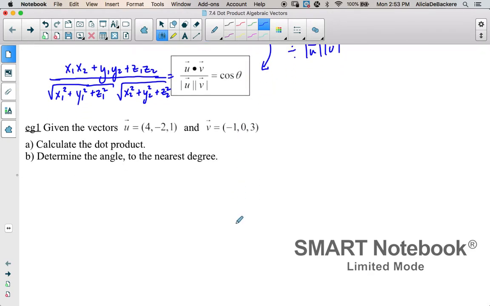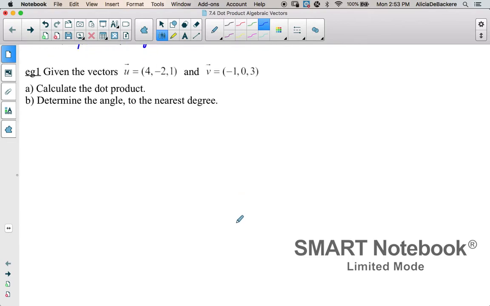All right, let's try an example. So in our first example, we've been given two vectors u and v. We're going to calculate the dot product. So remember our new dot product formula. Normally I wouldn't write it out, but just to refresh, I'm going to take the x values from each vector and multiply them together, and then take the y values from each vector, multiply them together, and then same with the z values, and then finally I'll add up all of those products.